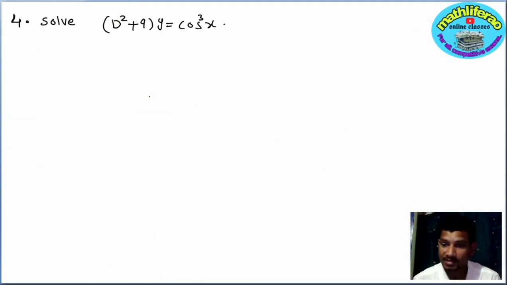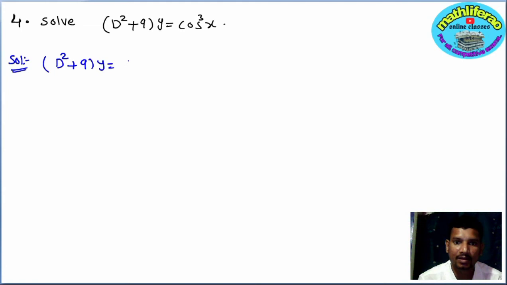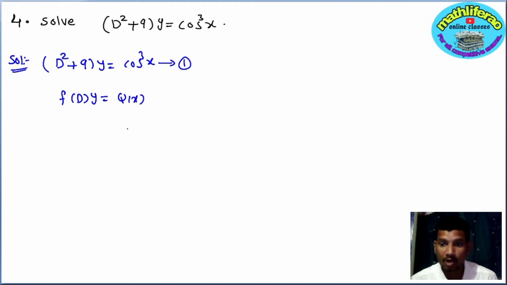Solve (D square plus 9) y equal to cos cube x. (D square plus 9) into y equal to cos cube x. This is equation number 1, an equation in the form of f of D into y equal to Q of x. First we have to find the complementary function.